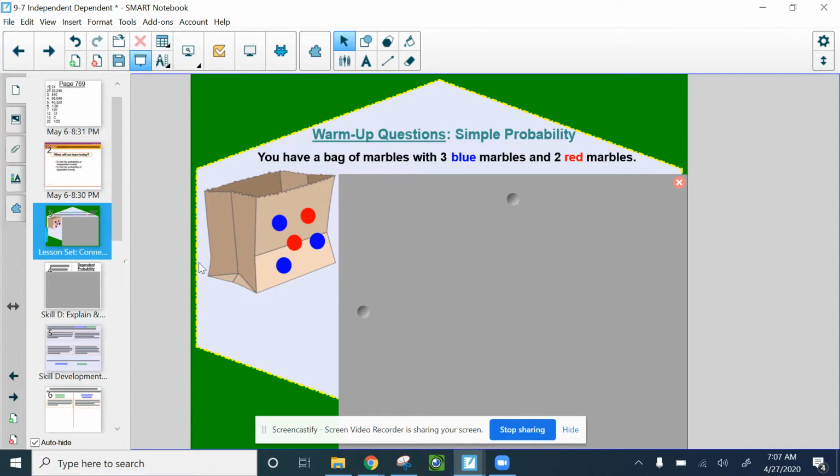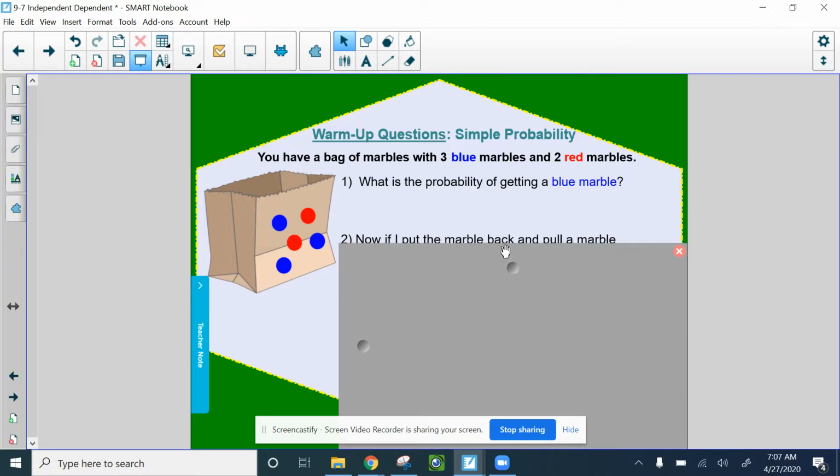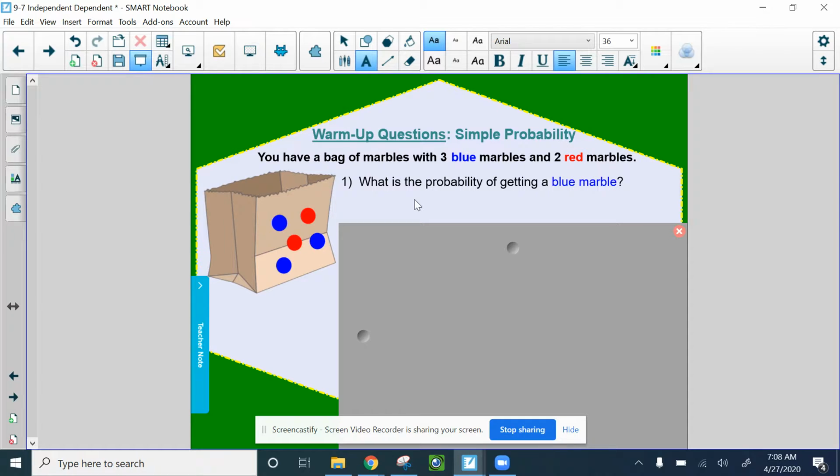So if we go back to what we know about simple probability, if I have a bag with 3 blue marbles and 2 red marbles in it, so you can kind of see over here. Right now I want you guys to tell me the probability of getting a blue marble. So you're going to type that on the screen. Hopefully you were able to see that the probability of blue would be 3/5, because I have 3 blue and 2 red, so I have 3 out of 5 that are blue.